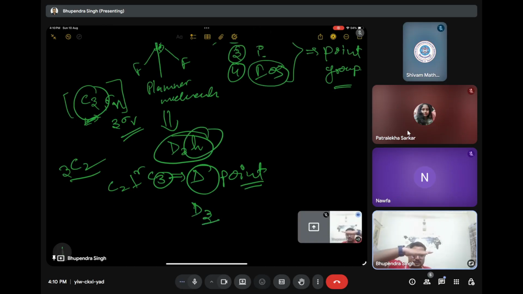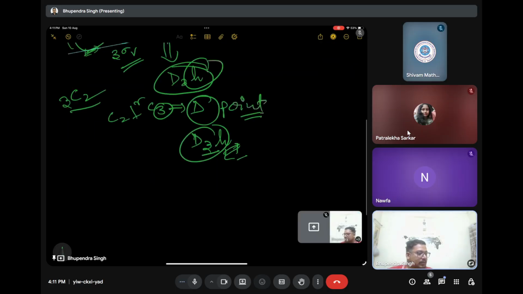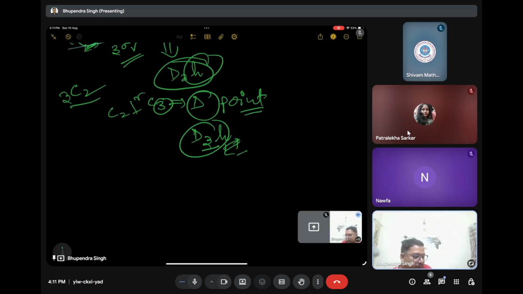Why is this h coming? Because after finding out this D3, what do we look for? The plane. Again, we look for the plane. So this is your plane, which is perpendicular to this axis. This is your principal axis. So h, the molecular plane. Okay, anyway, next, moving to this example.